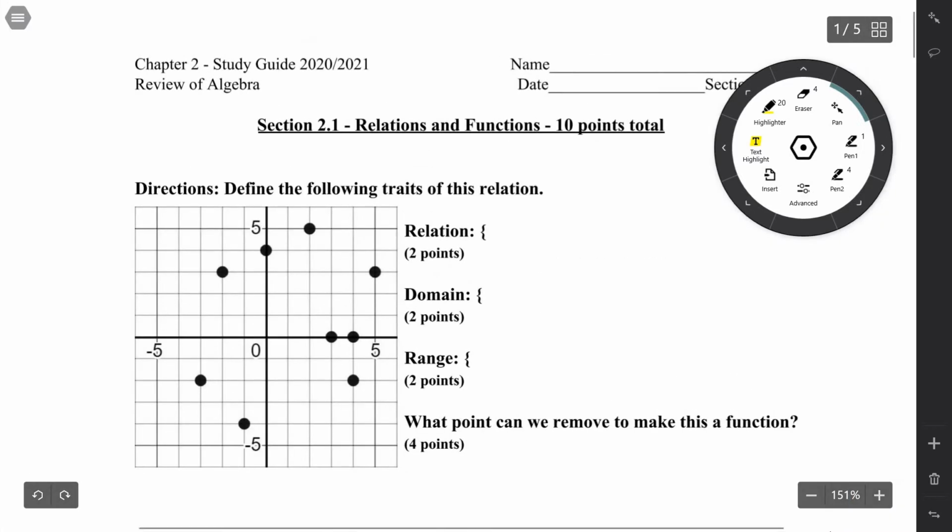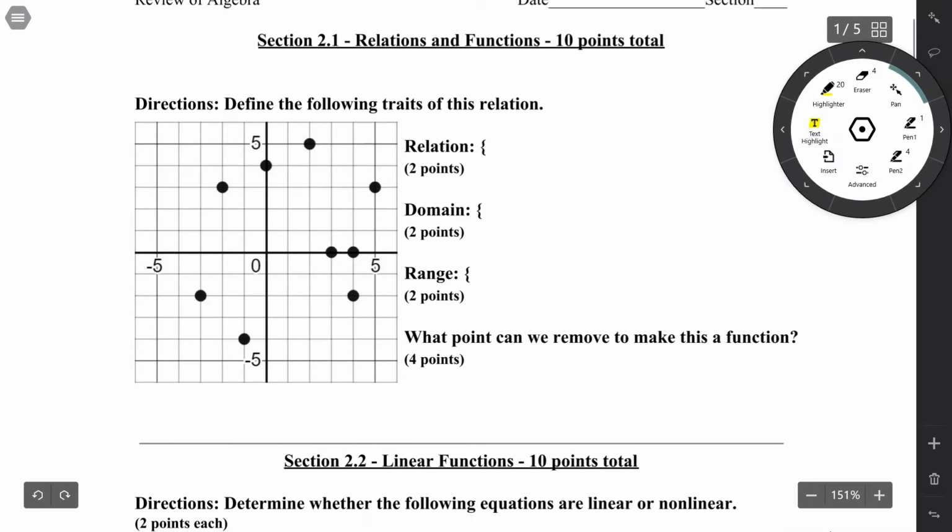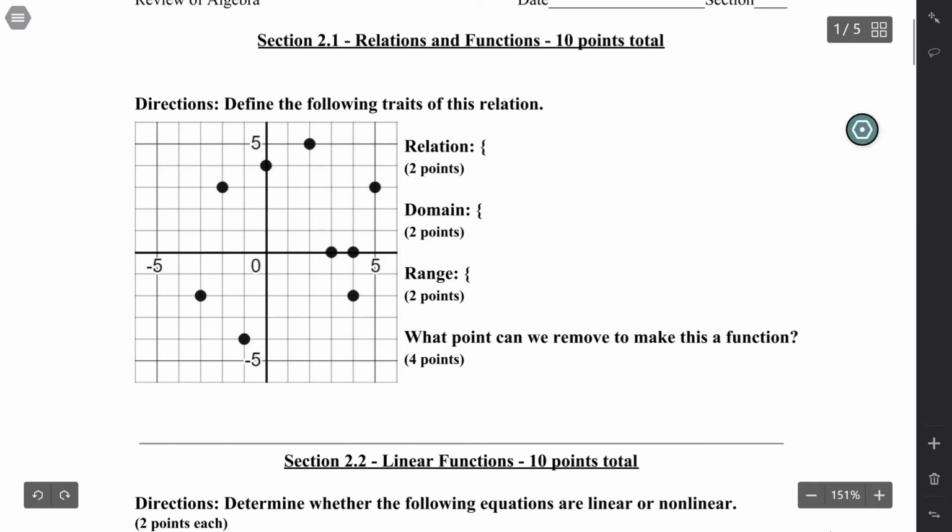First thing, relations and functions. I'm trying to break this out into sections so you know exactly what we're looking for in these. This is a sixth of your test, 10 of 60 points. So make sure you focus on each section for the same amount of time, roughly. So first off, define the following traits of this relation.